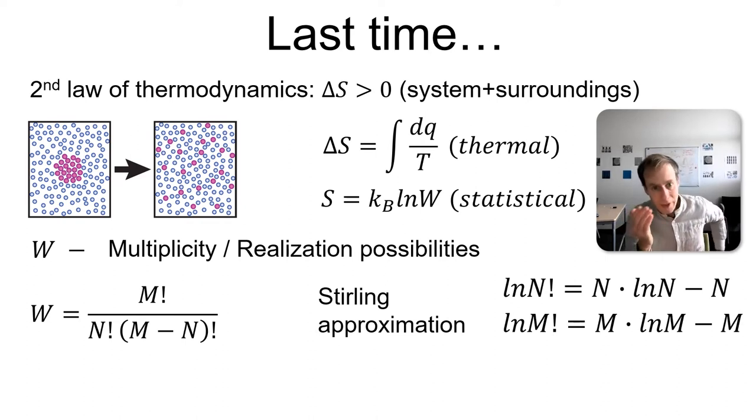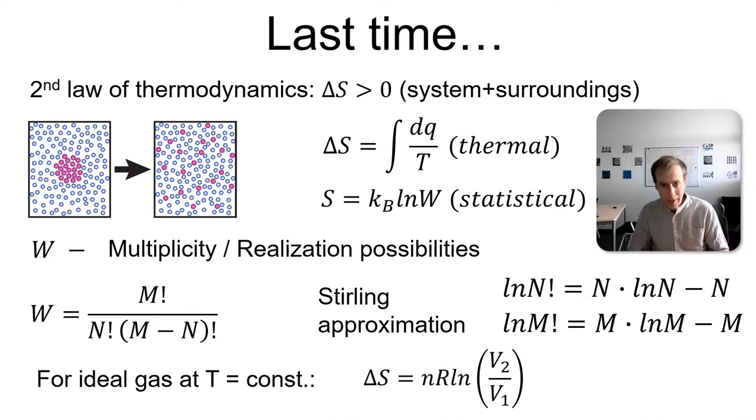And there's a problem with this calculation of the factorials, which is that for large numbers of M and N, which normally is the case, there are countless gas molecules around us, it's not possible to calculate the factorial anymore. Instead, we use the so-called Stirling approximation, which can be used both for N and M to calculate the factorial without the factorial, basically, with an approximation which is valid for high numbers of N or M. Using these methods, we calculated the entropy increase for the isothermal expansion of an ideal gas. And we arrived at this equation for the entropy increase, both by using the thermal or calorimetric definition of the entropy, as well as the statistical definition of the entropy.